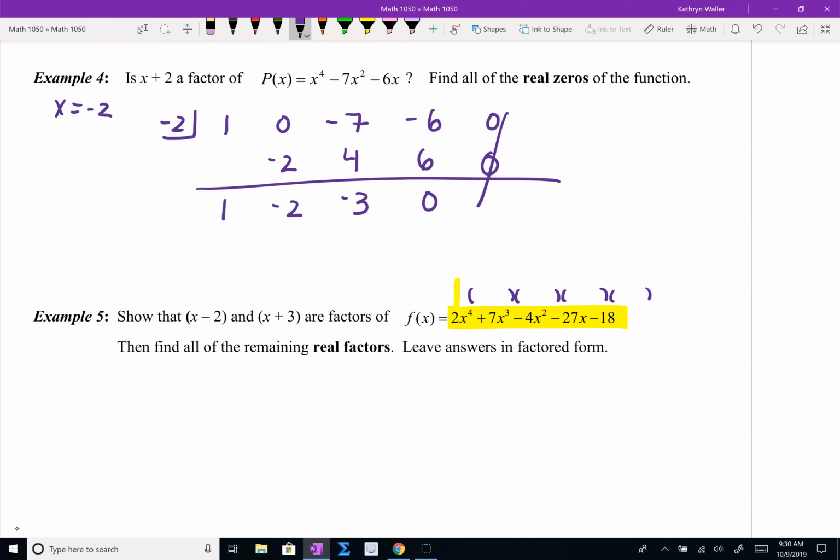So now you tell me, is x plus 2 a factor, yes or no? Yes. So the first thing you're going to answer is yes. That's the first question. Okay. Find all of the real zeros.